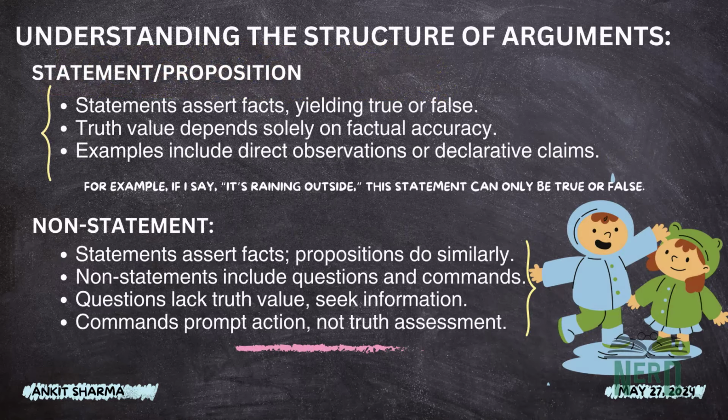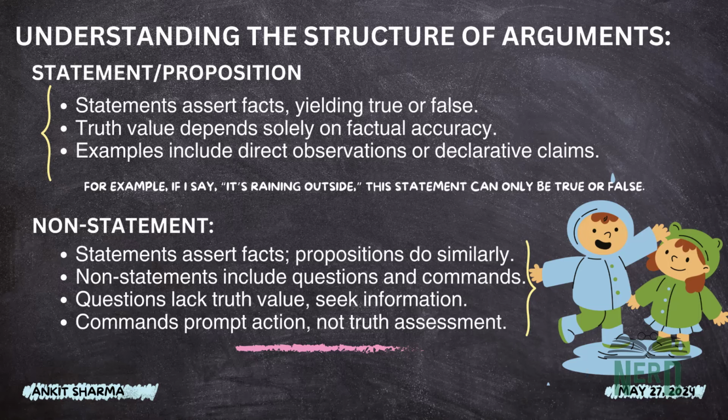So the first thing we're going to talk about is, what is a statement or proposition? First of all, they both are the same. Think of statements and propositions in logical reasoning as simple yes or no questions. They're like light switches. They can only be either on, true, or off, false. There's no in between. For example, if I say, it's raining outside, this statement can only be true or false. If you look outside and it's raining, then the statement is true. If it's sunny, then it's false. Simple, right? Now let's talk about non-statements.